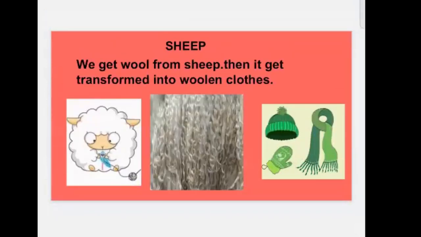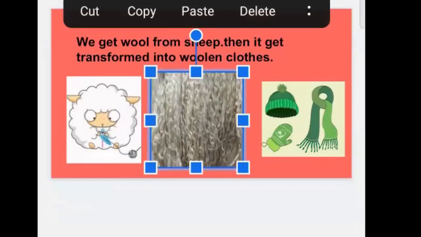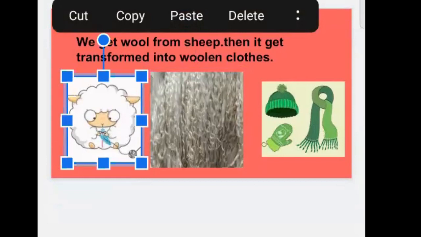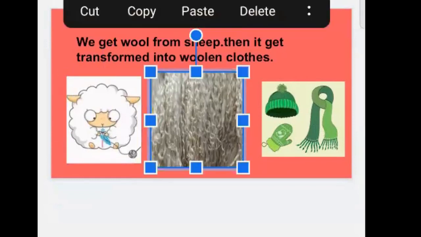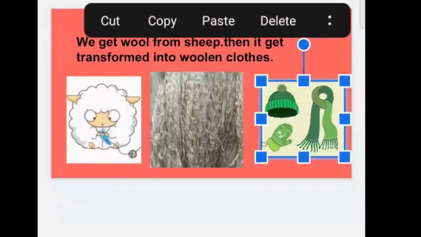Next, sheep. We get wool from sheep, then it gets transformed into woolen clothes. From where do we get the wool? We get the wool from sheep, sometimes from goats also. And then this wool is transformed into sweaters and other woolen clothes.